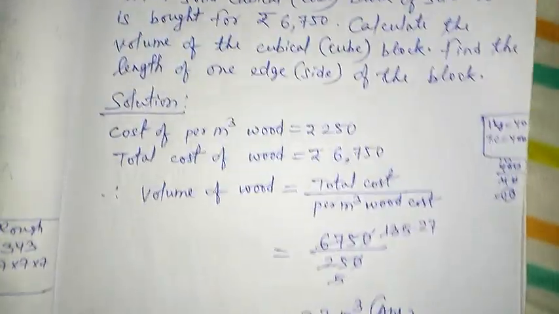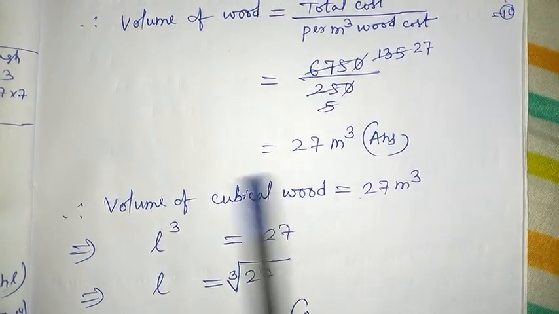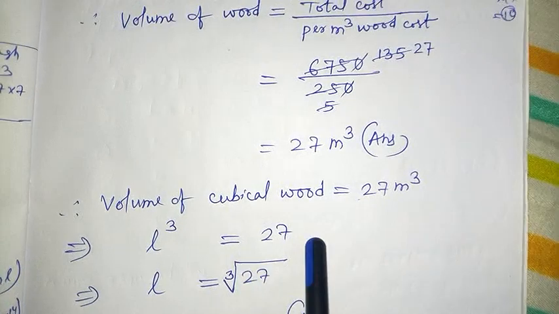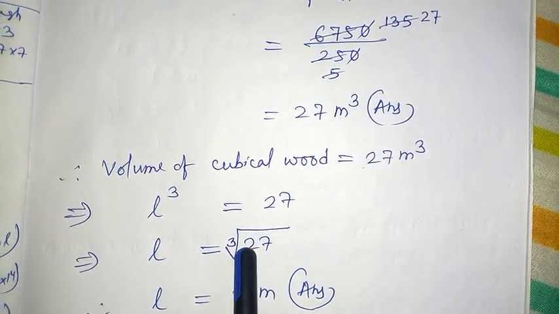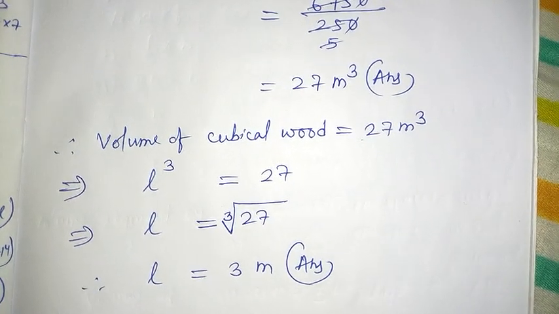Now you need to find the edge. Edge means side. So the volume of the cubicle wood is this and the volume formula is L cube equals 27. So L equals cube root of 27 and L equals 3. So the edge will be 3 meter.